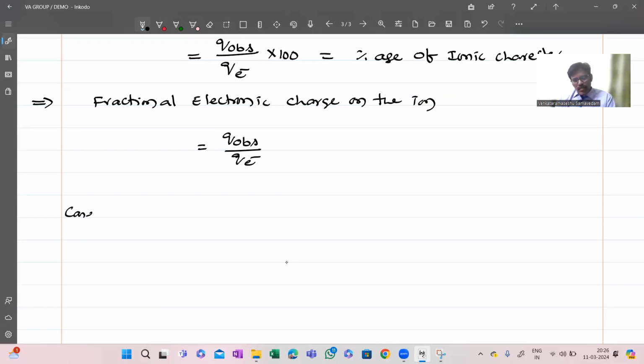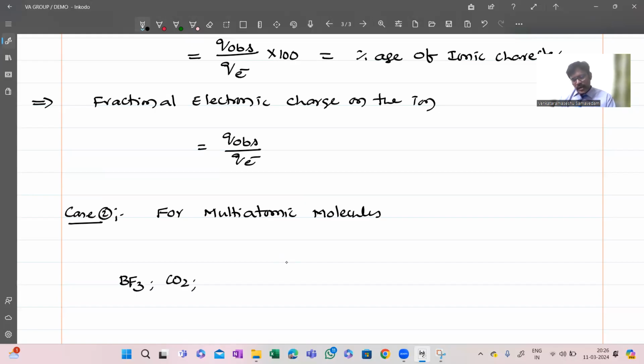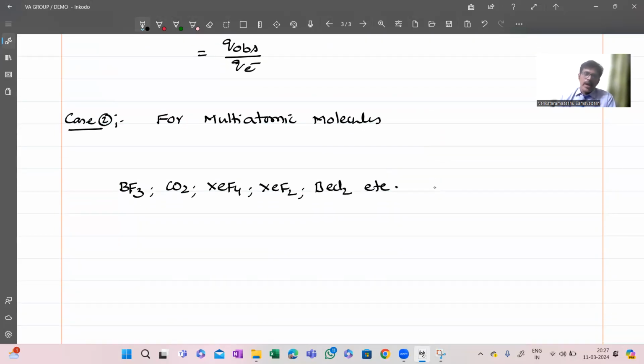If we take case 2, for multi-atomic molecules, that means more than 2 atoms are present in the given molecule. Let us take BF3 molecule, carbon dioxide molecule, XeF4 molecule, XeF2 molecule, BeCl2 molecule. These are multi-atomic molecules, with more than 2 atoms present.